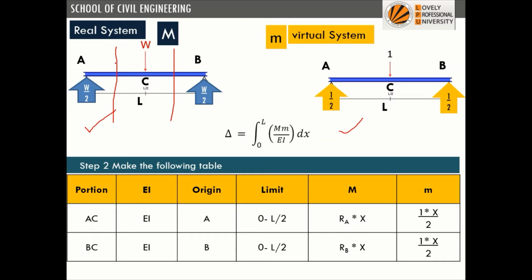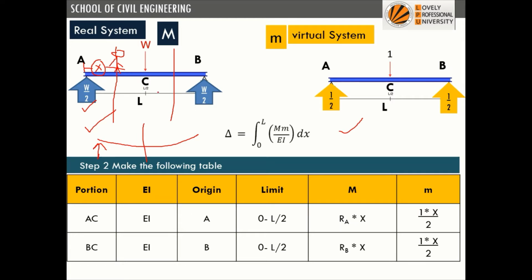Now we want to calculate the bending moment, capital M, in terms of X. So we are standing here and this is our origin. The force is W by 2 and the distance is X. So W by 2 into X, or we can say that it is RA into X. And this is a sagging moment, because of this load the deflected shape is a sagging curve. So this is a positive bending moment. So we will take it as RA into X.